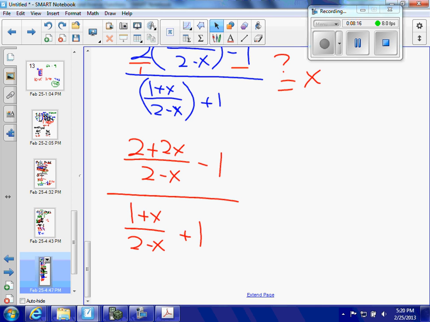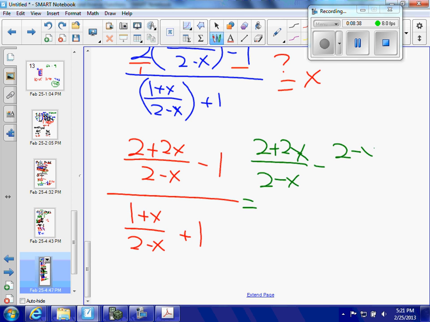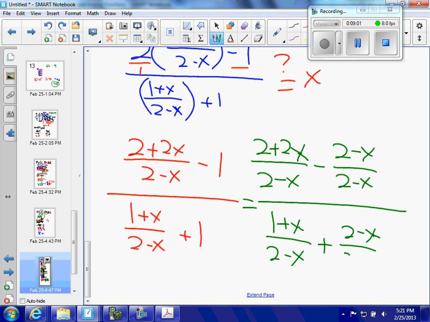Now I'm going to do something to both my numerator and my denominator. I want to get a common denominator in my numerator. So I'm going to take my 1, and I'm going to change this. It's going to be 2 plus 2x over 2 minus x minus 2 minus x over 2 minus x. I've just changed my 1 into 2 minus x over 2 minus x so that I can have a common denominator. And I'm going to do a similar thing in my denominator. I'm going to have 1 plus x over 2 minus x plus 2 minus x over 2 minus x. Again, I've just changed my 1, so I'm trying to get a common denominator here.